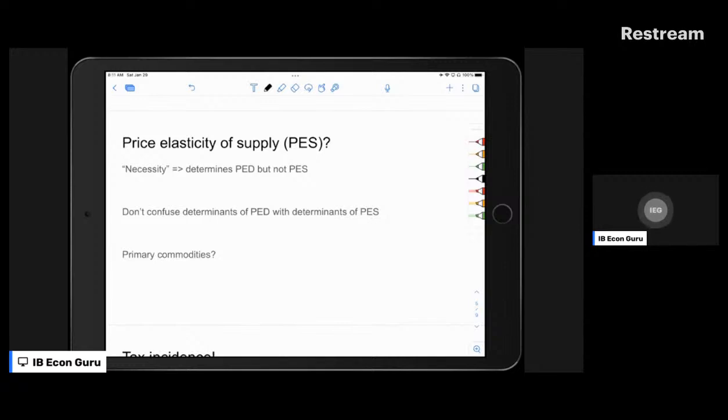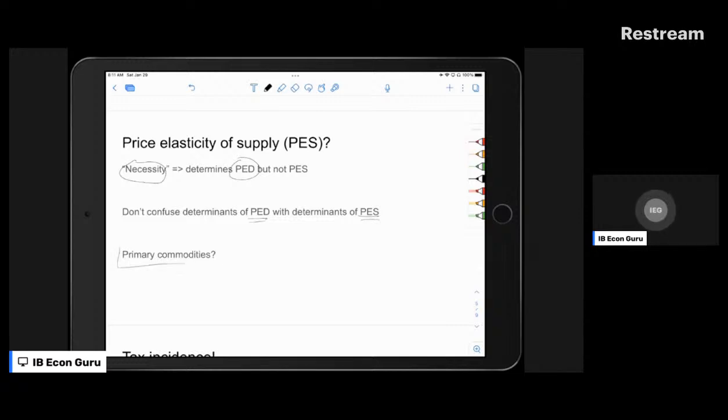But price elasticity of supply is a little bit more abstract because we, as high school economics IB students, aren't really producers, right? Many students in their essays say, hey, this product is a necessity, therefore it has a low price elasticity of supply. That is incorrect. Necessity is a determinant of PED, but not PES. Many students confuse the determinants of PED with PES.